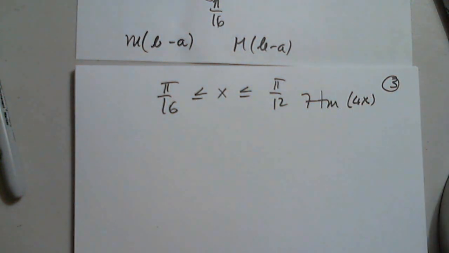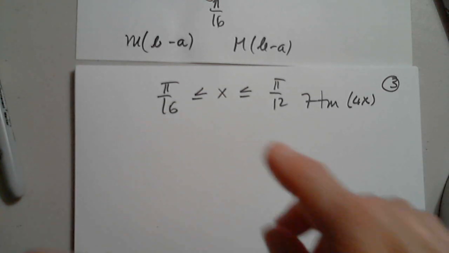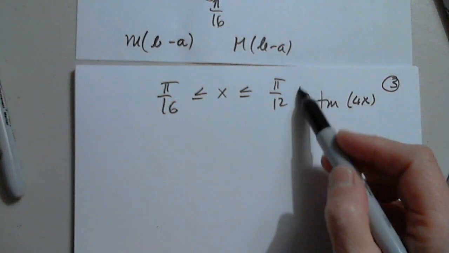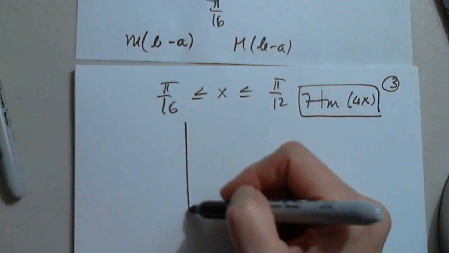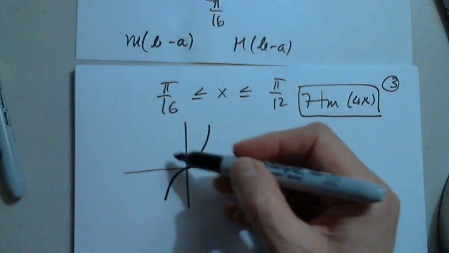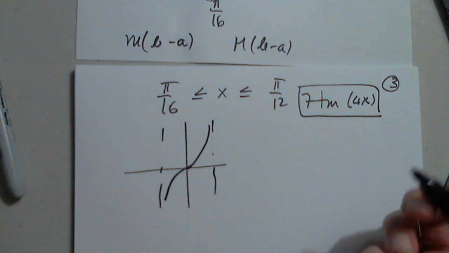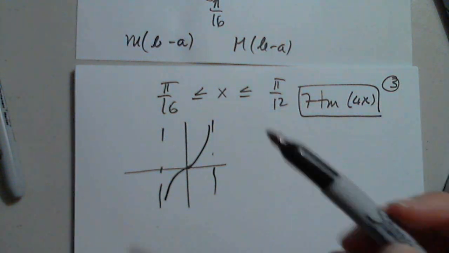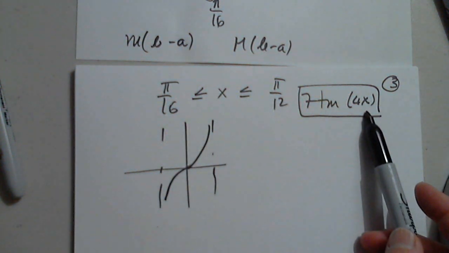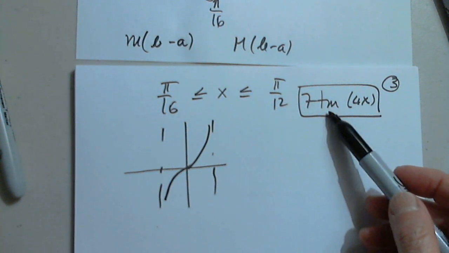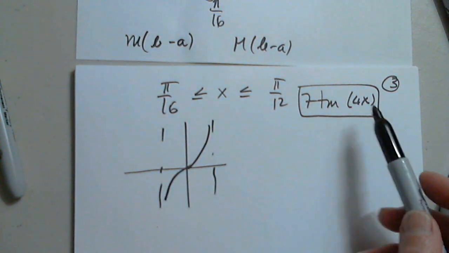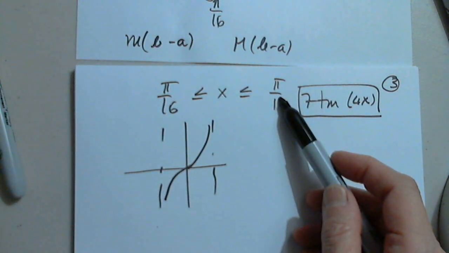And we can also graph it, just to convince you. I'm going to share my screen. What I'm trying to explain here is that we know tangent looks like this, between vertical asymptotes, right? So this is an increasing interval. Tangent is an increasing function. I can apply 7 tangent 4x to this, 7 tangent 4x to this, and 7 tangent 4x to this.